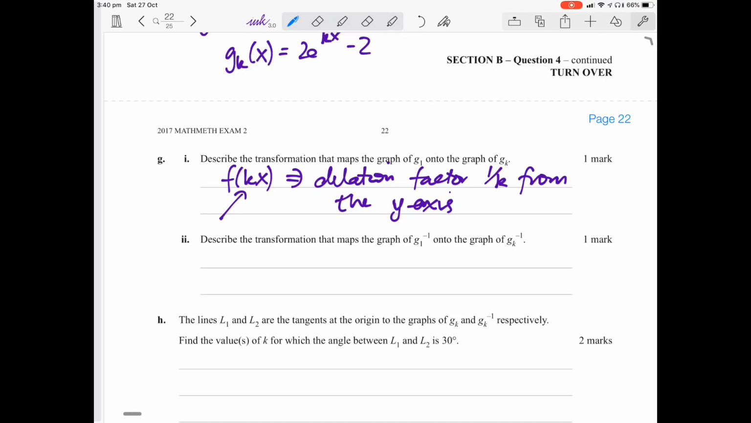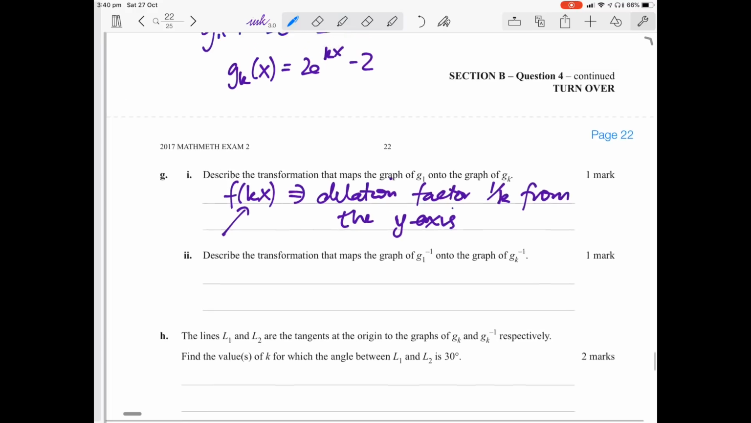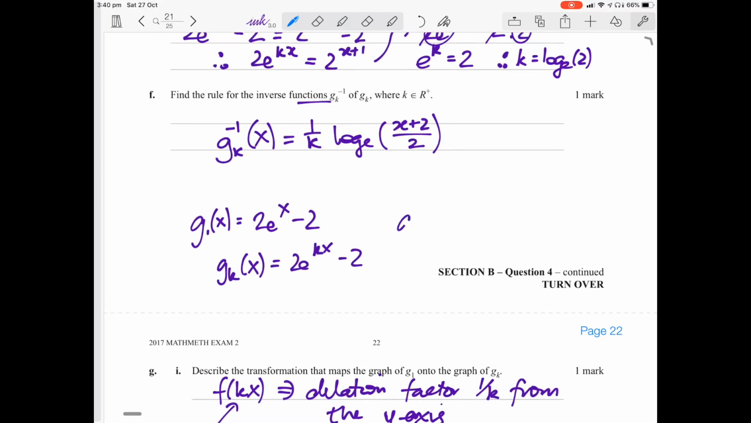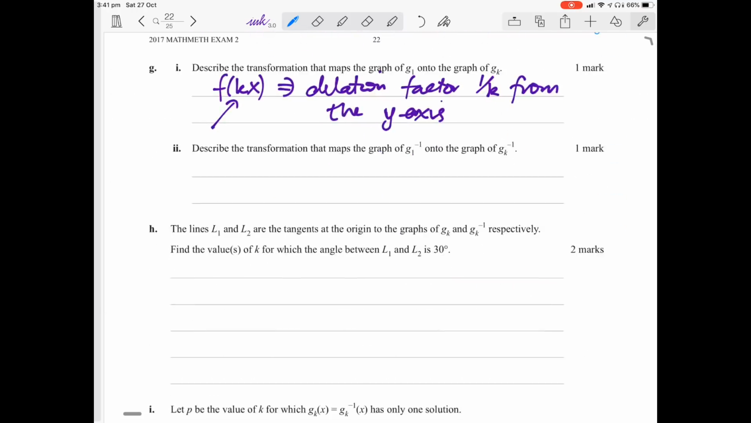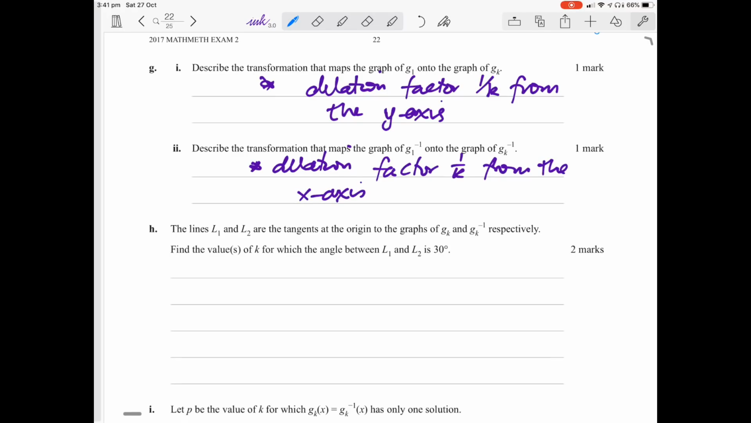Describe the transformation that maps the graph of g inverse of 1 to the graph of g inverse of k. G inverse of 1 of x would just be log e of (x plus 2) on 2, and then it becomes that, so it's going to be 1 on k at the front, which is a dilation factor 1 on k, this time from the x-axis, which makes sense because they are inverses of each other.